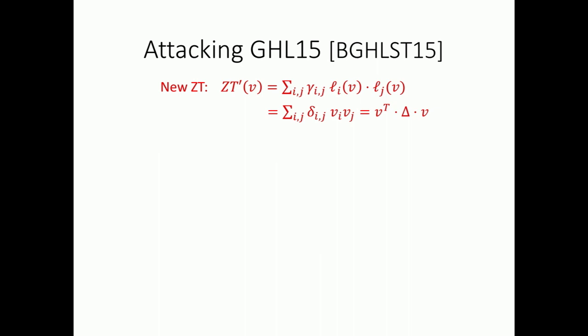So this quadratic zero testing, we know that it was constructed as the sum over ij of these gamma_ij l_i l_j. That's fine. And I can also just write it as a quadratic polynomial. So it's delta_ij times v_i v_j, or in matrix form, v transpose delta v. This is the form that's going to be convenient for me. And let's just say that delta is upper triangular, because v_i v_j and v_j v_i are the same thing. So I can just think about the upper triangular representation of this matrix.